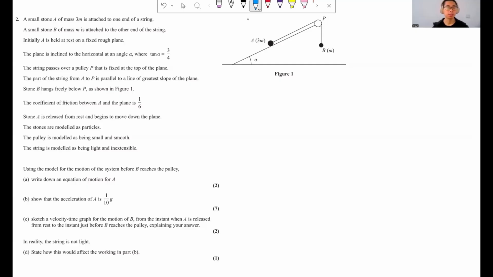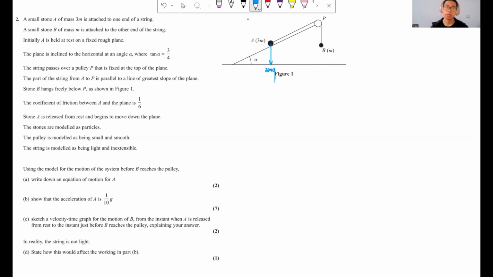Let's have a look at question 2. So this is clearly a pulley question, so force and motion. Let's have a look. A small stone A of mass 3m is attached to one end of the string. So it says the mass is 3m, so we know the weight would be 3mg.